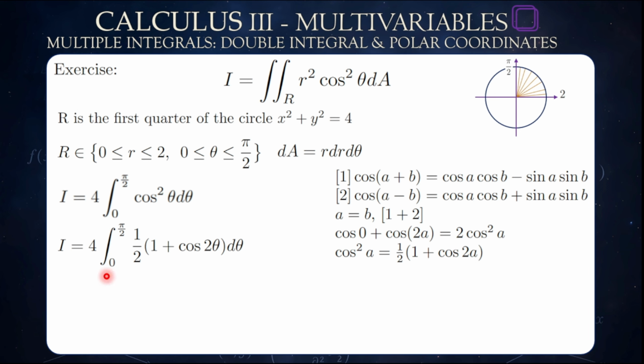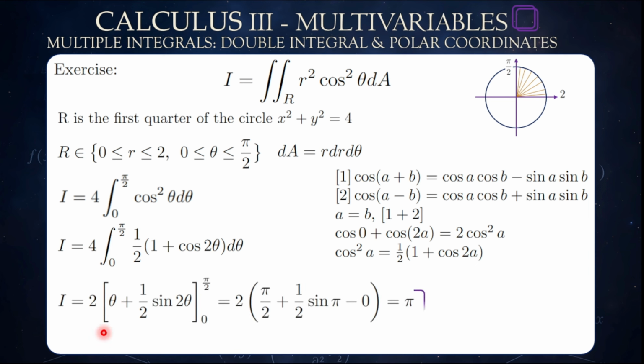I is equal to 4 times the integral from 0 to pi over 2, and we use this transformation, 1/2 times (1 plus cosine 2 theta) d theta. Then you move the 1/2 outside of the integral, multiplying it by 4. So I is equal to 2 times (theta plus 1/2 sine 2 theta), which is the integral of cosine 2 theta, between pi over 2 and 0, which is equal to 2 times (pi over 2 plus 1/2 sine pi, which is 0, minus 0), which is equal to pi.